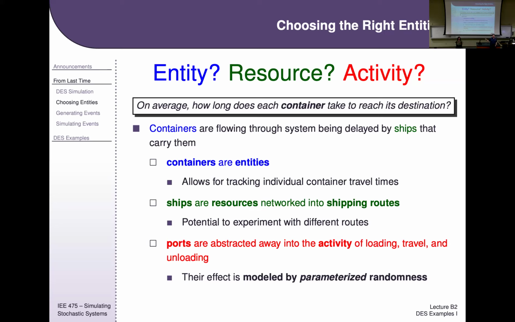So questions about that? So we can build a simple model at the large scale where we just have ships as resources and containers as entities.